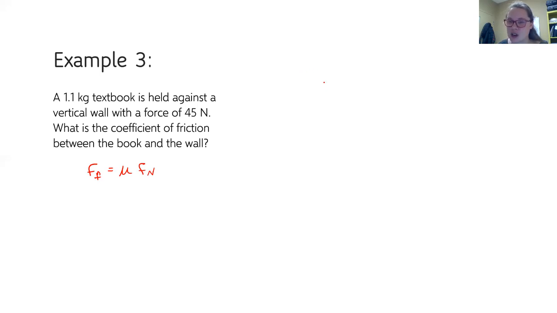So first of all, let's start with our free body diagram. So here is my vertical wall. And in this question, drawing the wall I think is helpful. And here's our book against the wall. All right, what forces are on the book? Well, it says the book is held against the wall with a force of 45 newtons. So imagine leaning against a wall and you're pushing into the wall with 45 newtons holding this book into place. That's your applied force.